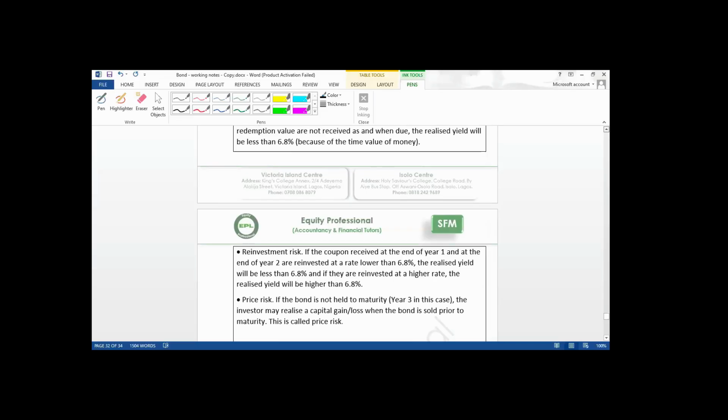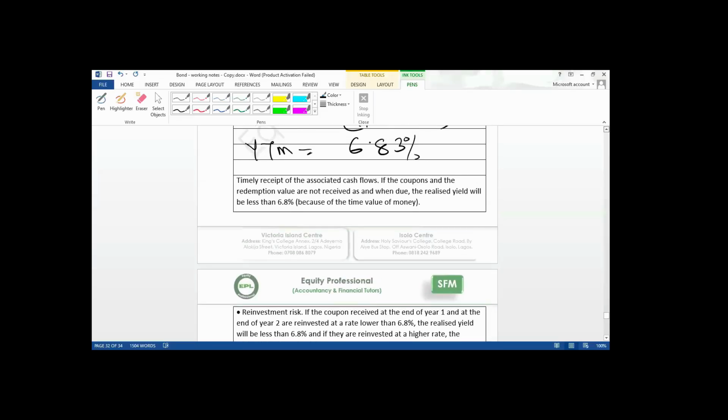Look at the reasons here. Reason number 1, timely receipt of the associated cash flow. If the coupons and the redemption value are not received as at when due, the realized yield will be less than 6.83% because of the time value of money.